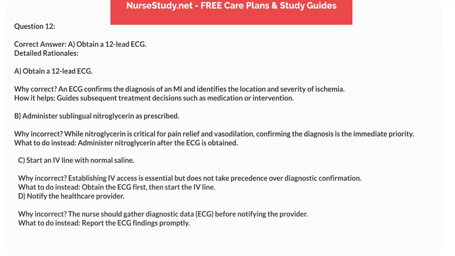C. Start an IV line with normal saline. Why incorrect? Establishing IV access is essential, but does not take precedence over diagnostic confirmation. What to do instead? Obtain the ECG first, then start the IV line. D. Notify the healthcare provider. Why incorrect? The nurse should gather diagnostic data, the ECG, before notifying the provider. What to do instead? Report the ECG findings promptly.